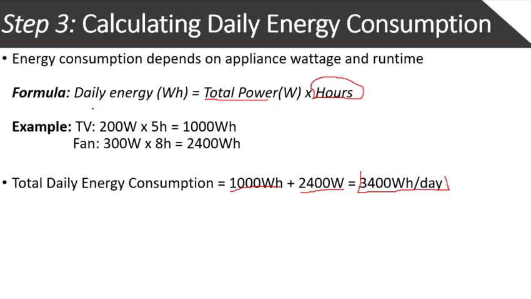So when we run these televisions and fans for this number of hours, they will consume this energy in a day. When they are run for these hours, they will consume this energy. That's 3.4 kilowatt hours or 3400 watt hours.